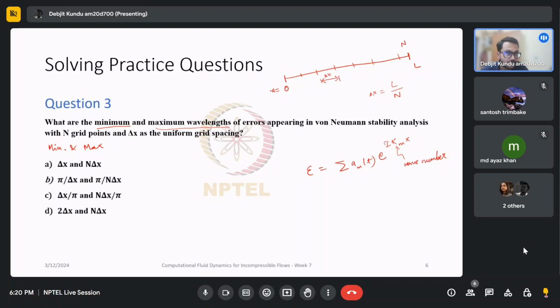There's no hurry, take your time. Once you have figured out the correct solution, you can type it in the chat box or you can unmute and answer as well.